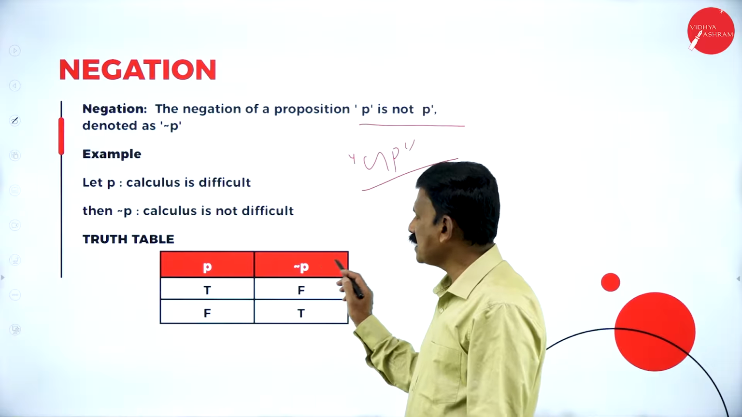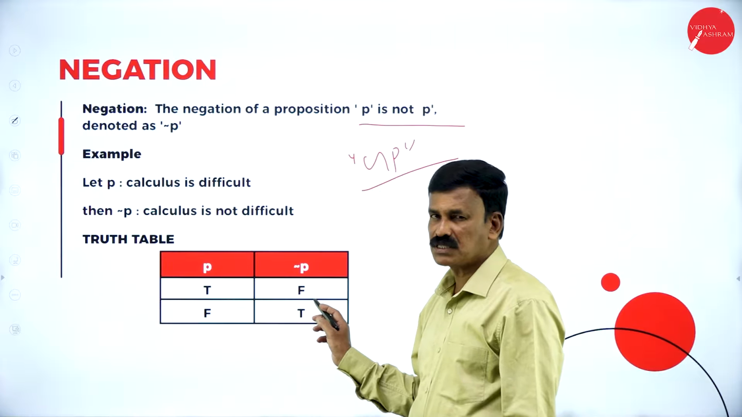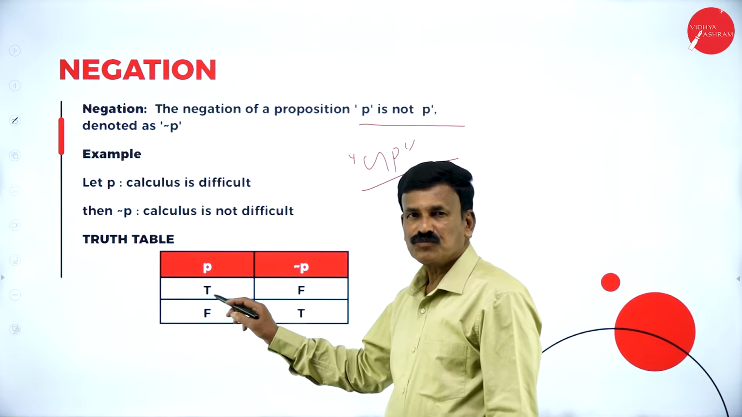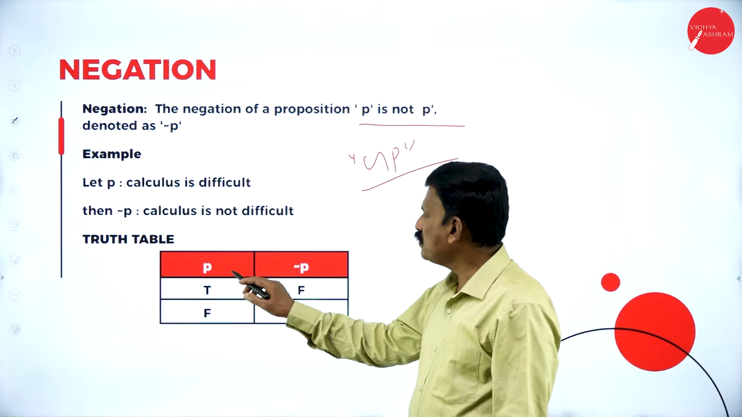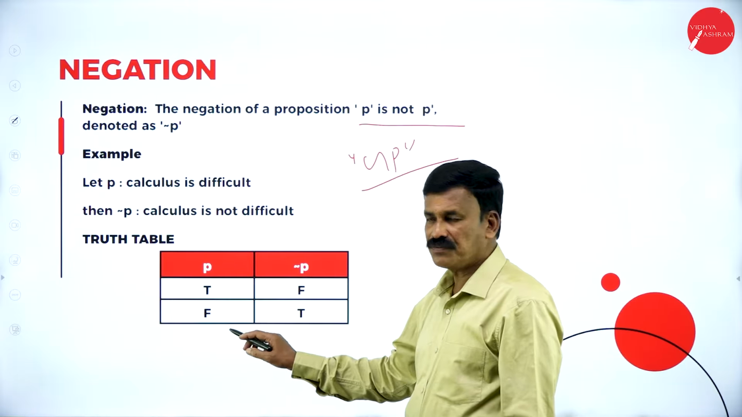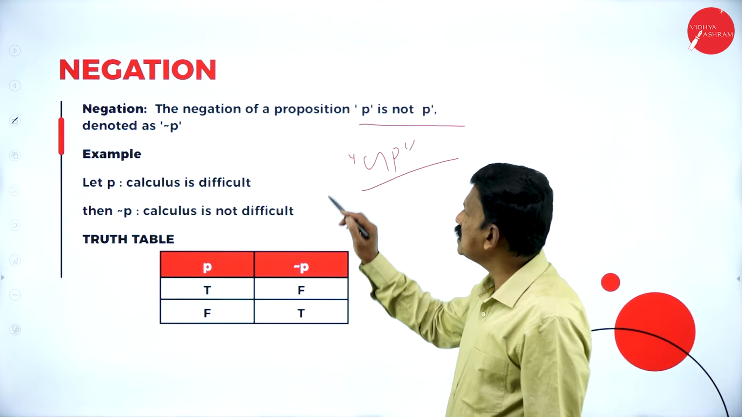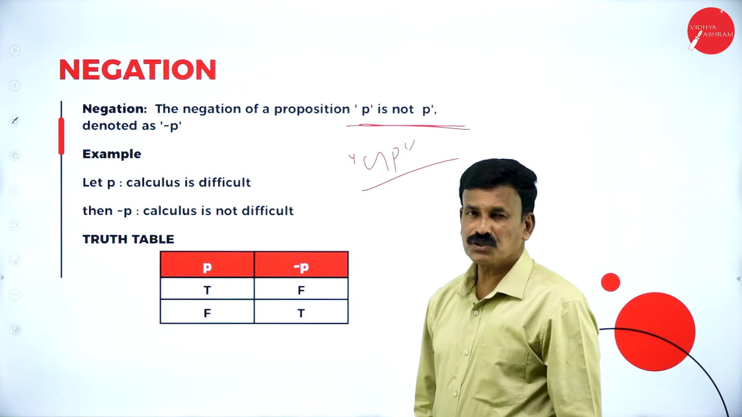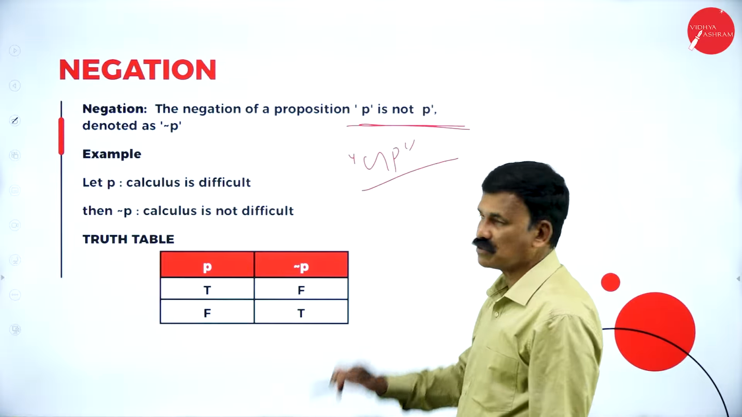How to write the truth table for negation? P and ¬P. If the statement is true, then the negation of the statement is false, and vice versa. If the statement is false, then the negation of that false is true. So for P, the negation is: for T, the negation is F; for F, the negation is T. That means the negation is nothing but "not". If P is true, then ¬P is not true.